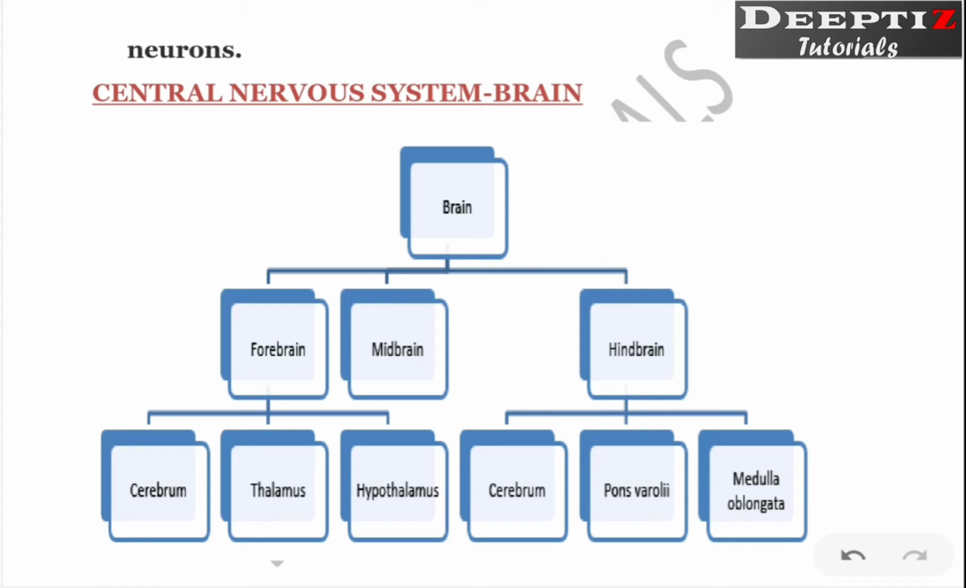Let's start with the central nervous system. The central nervous system consists of two parts: the brain and spinal cord.